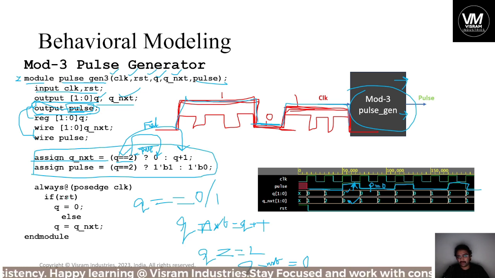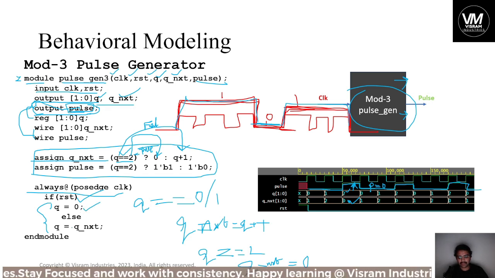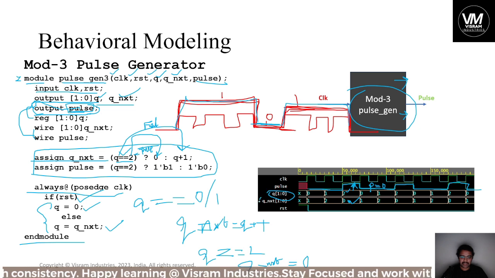But how will we know whether the Q value is 2 or 0? That will be known by the counter. Always at the positive edge of the clock, if reset is equal to 1, Q will be 0, else Q will be Q next. There ends the module, end module. So hence pulse generation will be done based on the present value and the next value we are taking in that sense, and the reset should be low.